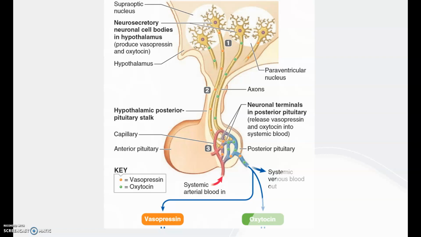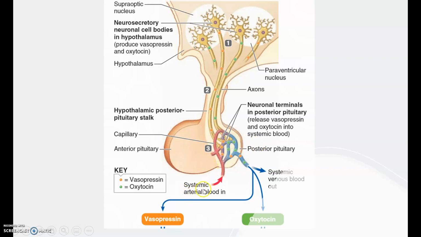Here's a great overview of how oxytocin and vasopressin will be secreted. Now, as you can see, this is much different than what we had with our anterior pituitary, where the pituitary cells themselves are making the hormones. In this case, it's going to be these neurosecretory neuronal cell bodies in the base of the hypothalamus. These are actually going to have action potentials being sent down the axon, eventually ending in these terminals that are inside the posterior pituitary gland, and it's going to directly release these hormones into the systemic blood.